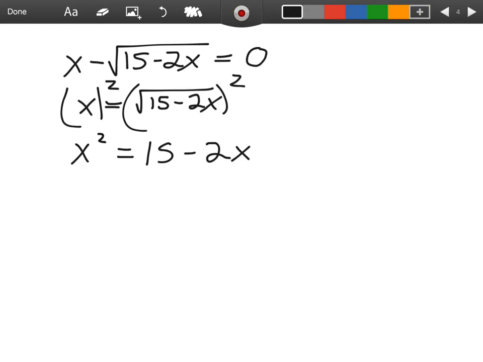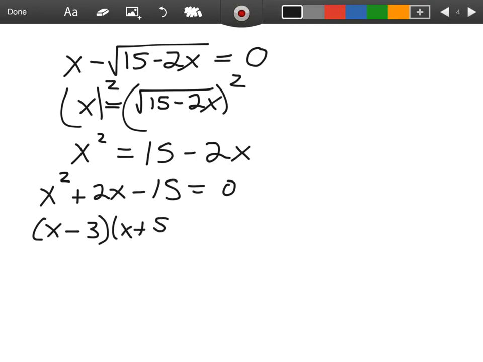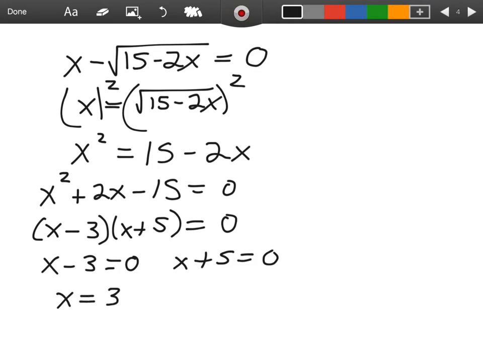Then I'll get everything on the same side. That's my first step when I'm solving a quadratic. And I get x minus 3 times x plus 5. x minus 3 equals 0. x plus 5 equals 0. And I get 3 and -5. Now I need to check these answers. So let's first check the x equal to 3.